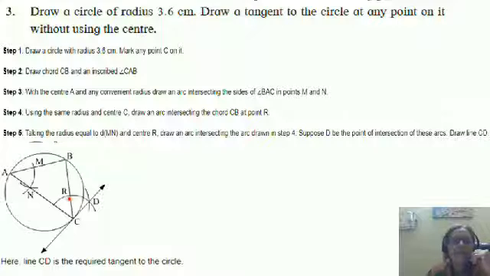Taking the radius equal to MN, and center R, draw an arc intersecting the arc drawn in the previous step, and suppose that point is D. Join CD. It is your required tangent. So this is the way how you can draw a tangent without using the center of the circle. CD is your required tangent to the circle.